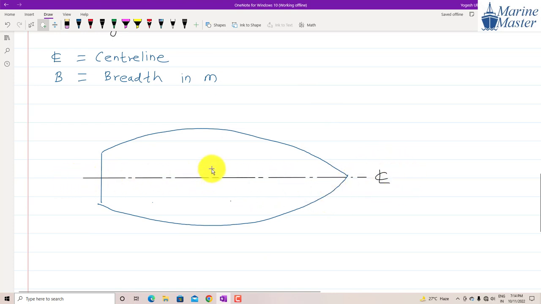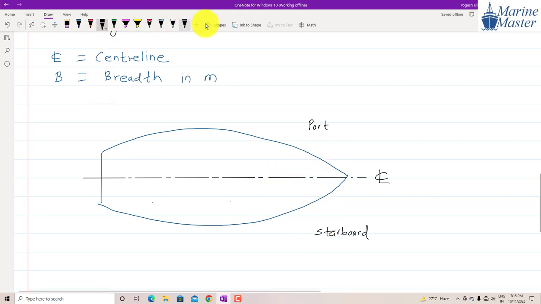This center line. Means this portion, just imagine that this is the port side portion. Just imagine that this is water, the port side, and this is water, the starboard side. This water plane is symmetrical about the center line. Symmetrical about the center line means what? Whatever the portion on the port side, the same must be on the starboard side.